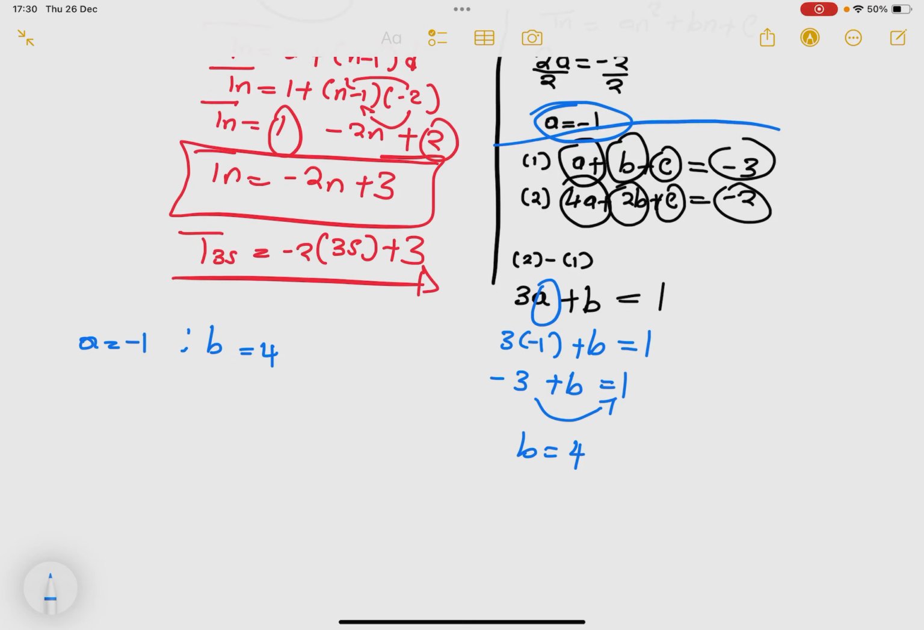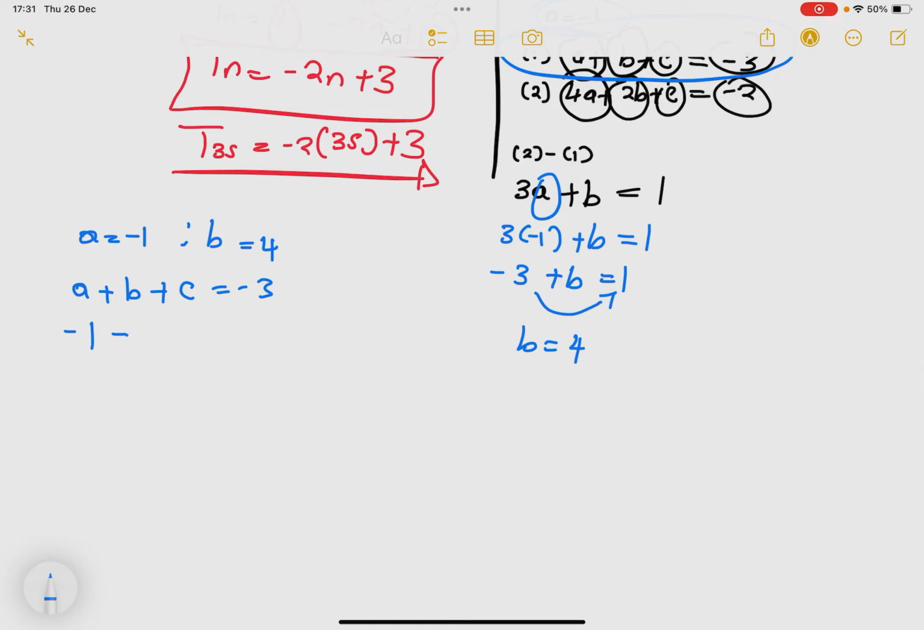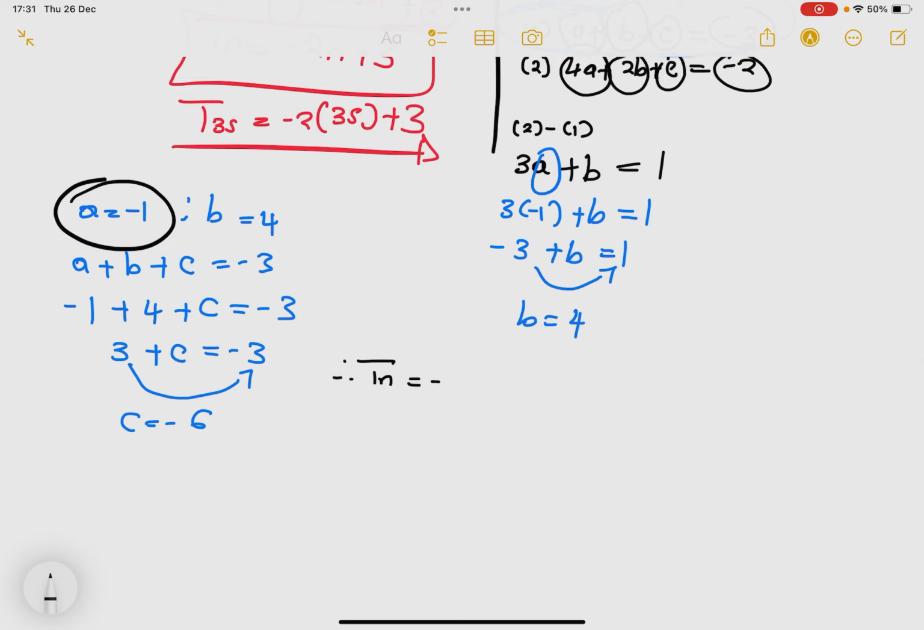So the value of c can be deduced from this expression, right? That says a plus b plus c equals minus 3. So what is the value of a? The value of a is minus 1. The value of b is 4. We just want to find the value of c. So what is minus 1 plus 4? Minus 1 plus 4 is just going to be 3, plus c equals minus 3. So if we take this to the other side, the value of c is just going to be minus 6. So now we could say, therefore, Tn equals the value of a, which is minus 1, so we're going to have minus n squared plus the value of b, which is 4.